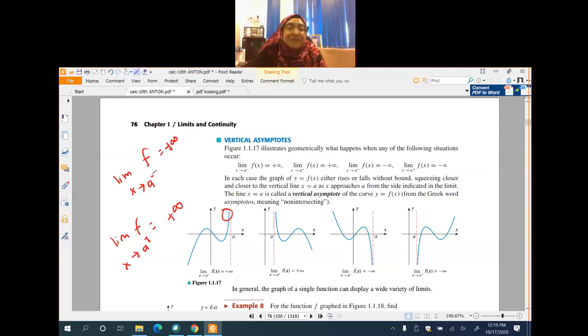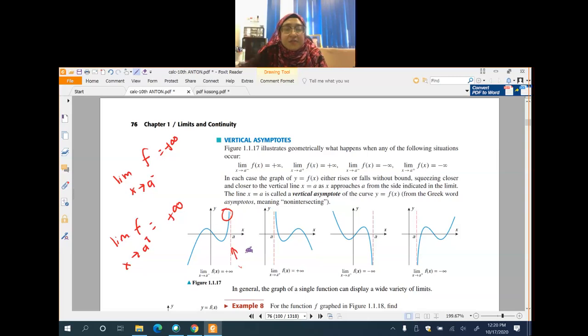Okay, so for that kind of problem, when we have infinite limits, like in the first graph here, you have an infinite limit as x tends to a from the left, and here you have x tends to a from the right, you have an infinite limit as well. The graph is increasing boundlessly. Then for that kind of problem, you actually have a vertical asymptote. The vertical asymptote is illustrated as this line here, this red line.